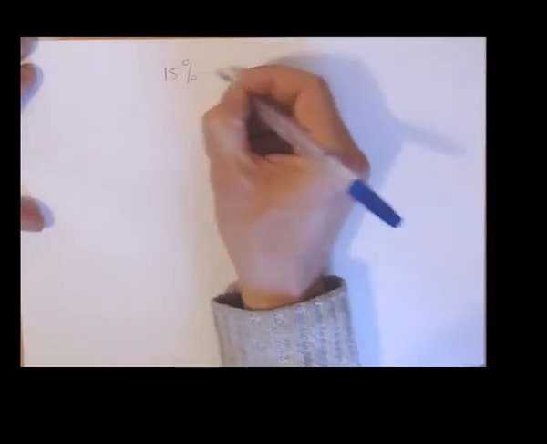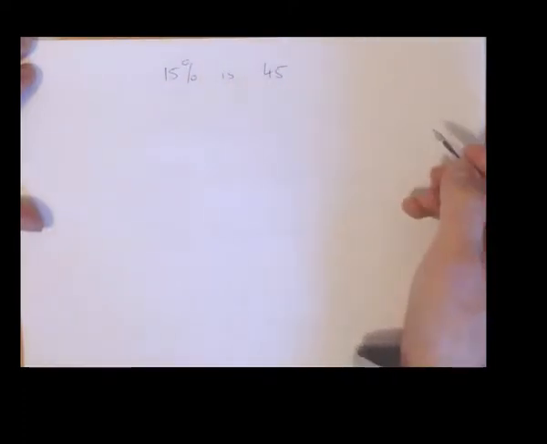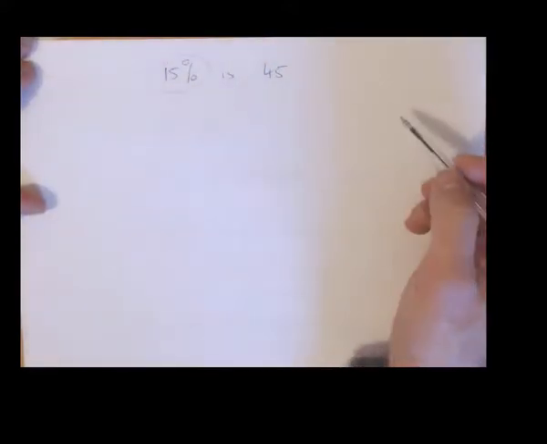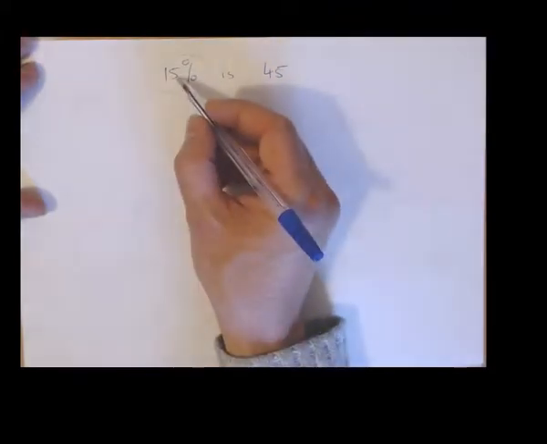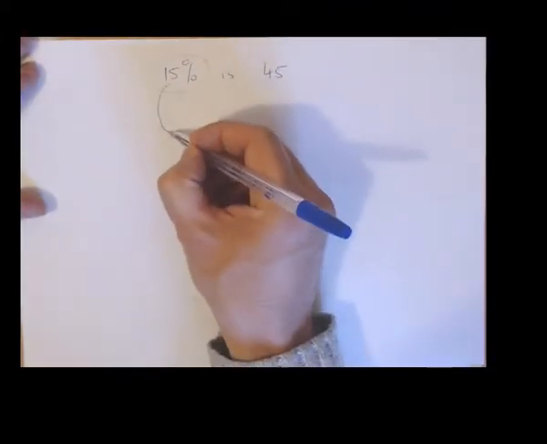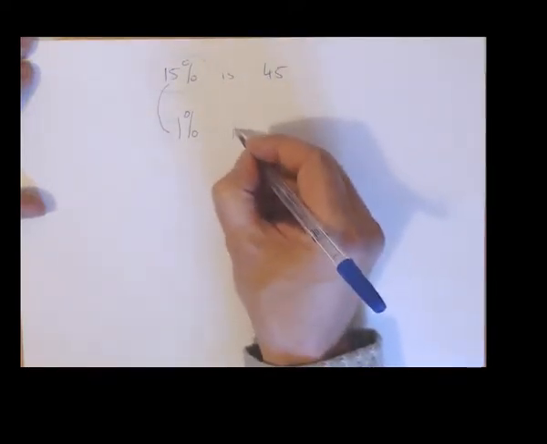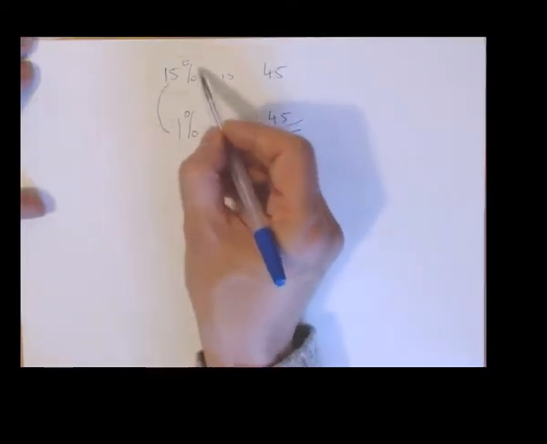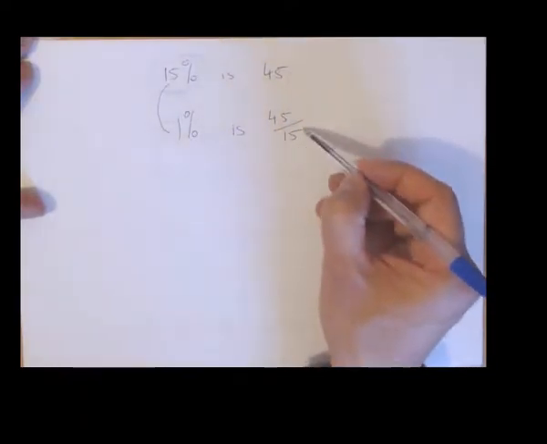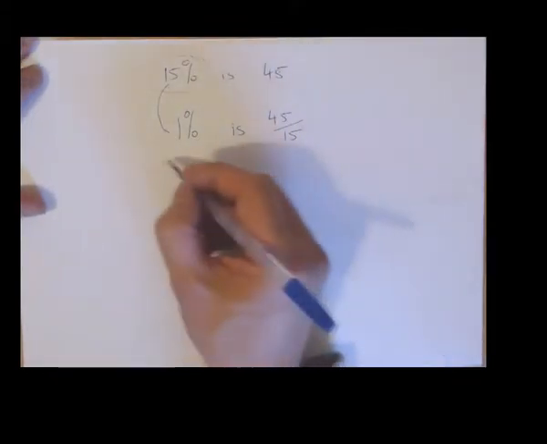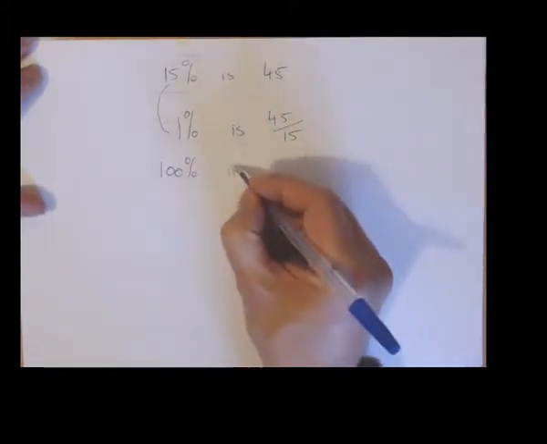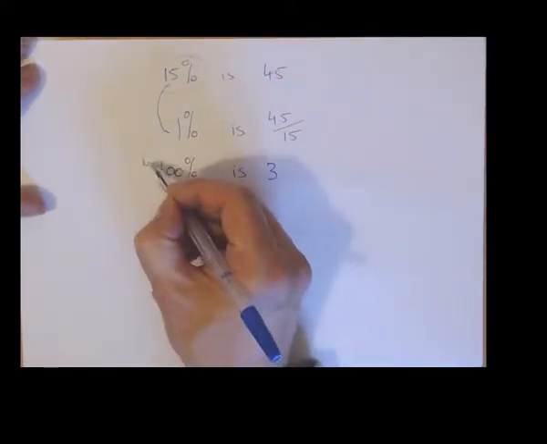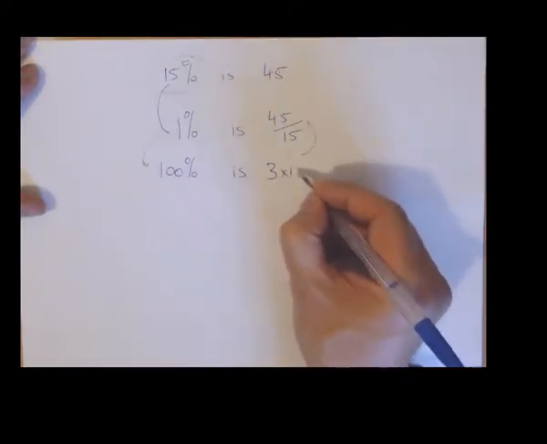We have 15% is 45. Now the way that we will be doing this most of the time, usually we don't have a nice easy number that always works out. So instead of going from 15 to 5 back to 100, we can always go down to 1%. Is 45 divided by 15, because we made this 15 times smaller, so this has to be 15 times smaller. Then we can find that 100% is, so what's 45 divided by 15? It's 3. Now we've made this 100 times bigger, so we're going to have to make this 100 times bigger.